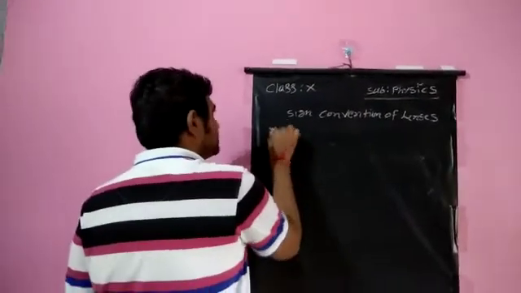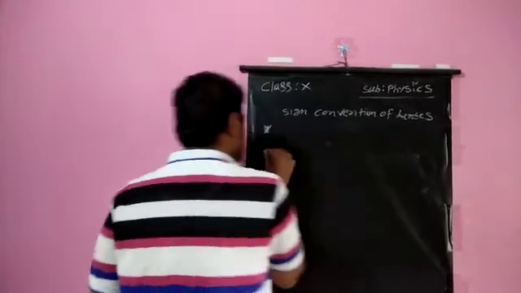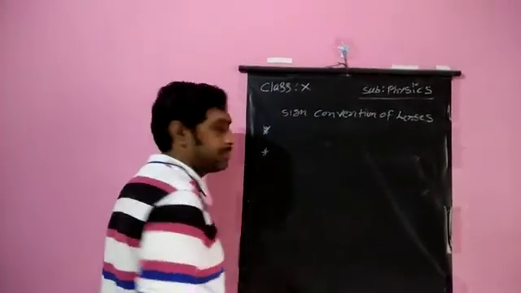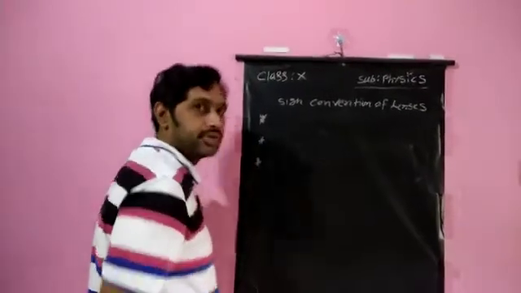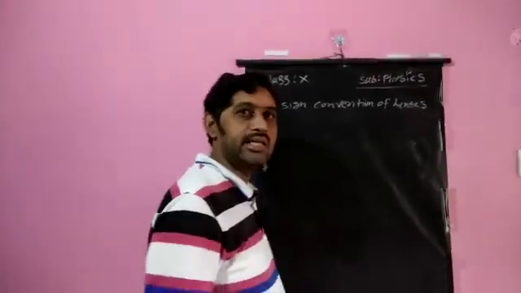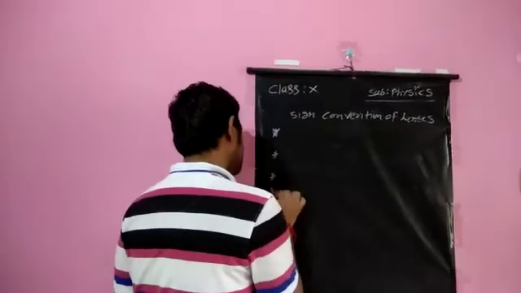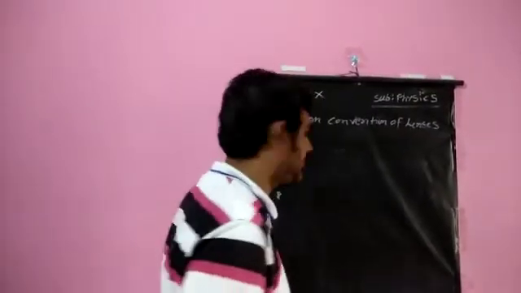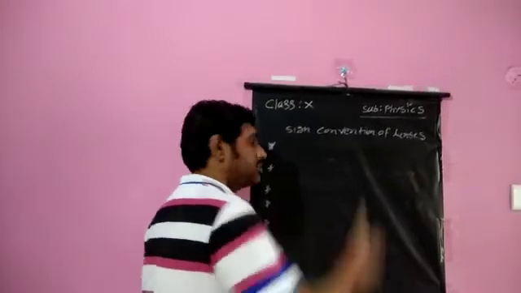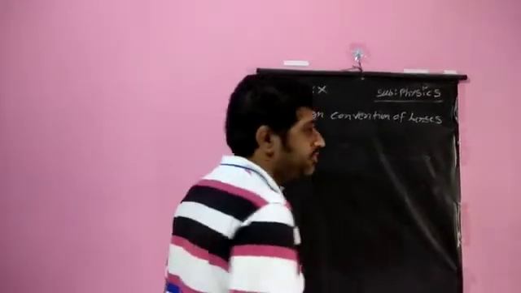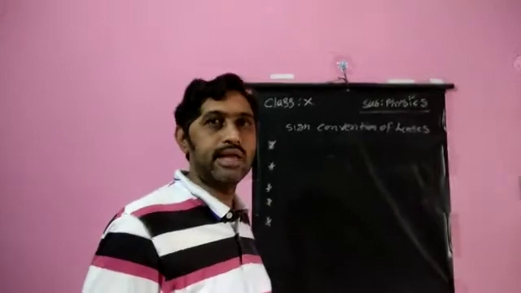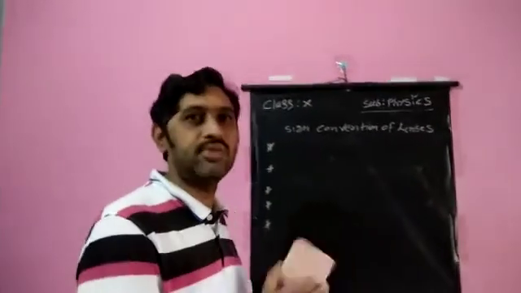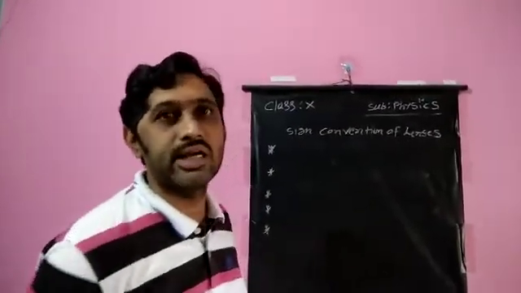If we see the sign conventions of lenses, the object should always be placed on the left side of the lens. All distances should be measured from the optical center of the lens. Distances measured to the left side of the lens should be taken as negative, and distances measured to the right side should be considered positive. Distances measured above the principal axis should be taken as positive, and distances measured below the principal axis should be taken as negative. That is the sign conventions of lenses, which are similar to the sign conventions of mirrors.